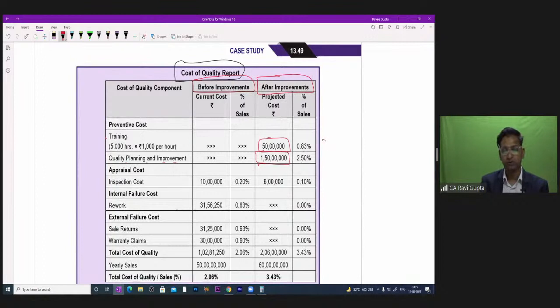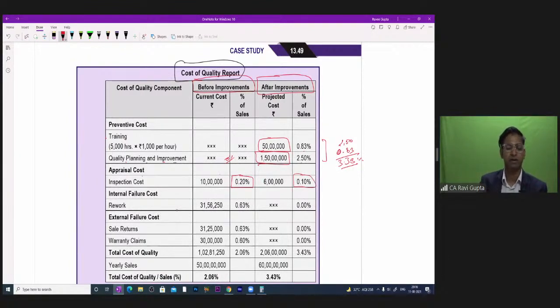Now, if we do the total of this, it will be 2.5 and 0.83. So 3.33% of the total sales has been incurred in prevention, and previously it was 0%. Now you can see previously our inspection cost is 10 lakh. Now it has been reduced to 6 lakh. So you can see that your inspection cost 0.2% has been reduced to 0.1%.